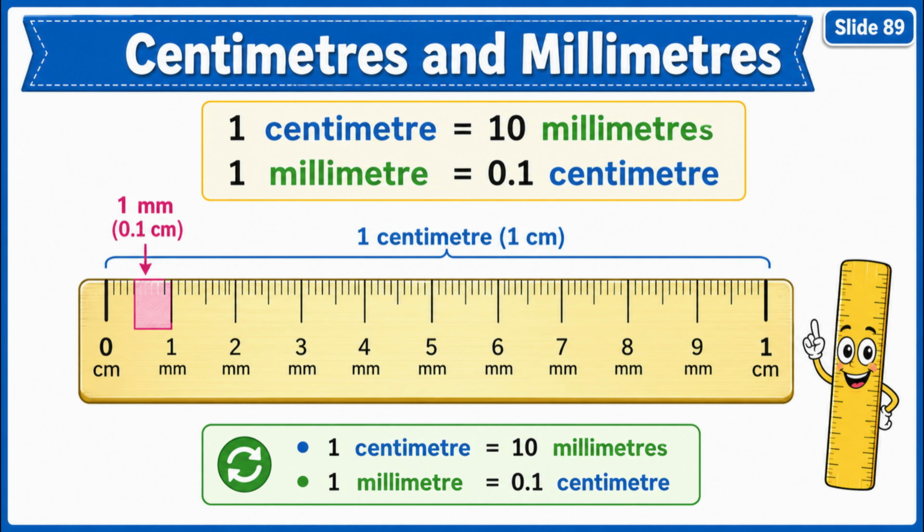Length conversion, centimeters and millimeters. 1 centimeter is equal to 10 millimeters. That means 1 millimeter is 1/10 of a centimeter. 1/10 written as a decimal is 0.1. So, 1 millimeter equals 0.1 centimeter.